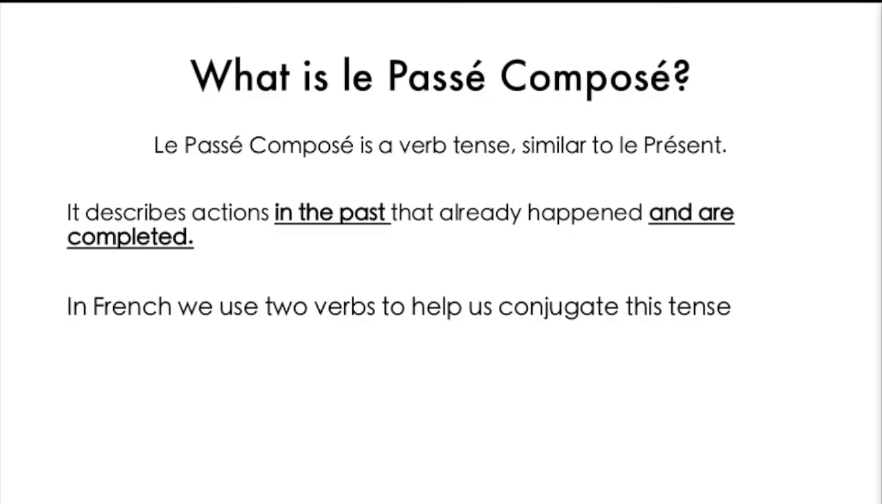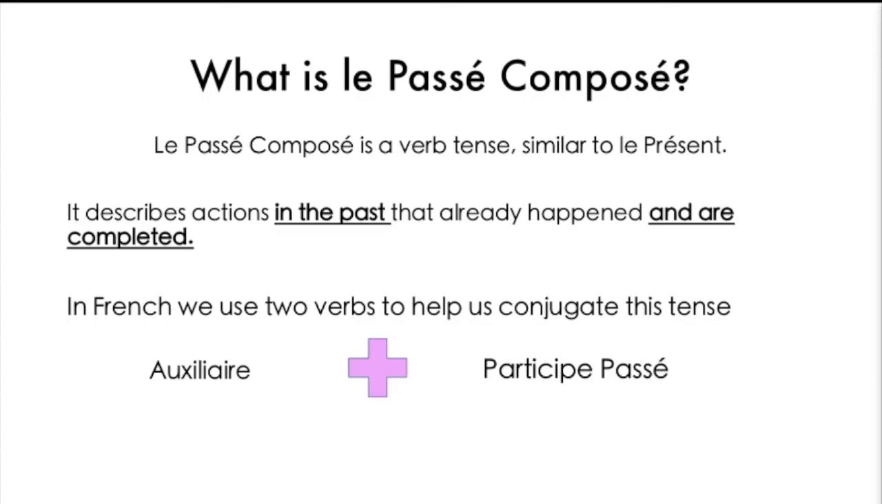Unlike conjugating in the present tense, where there's only one verb, the passé composé is composed of two verbs, which is why they call it the passé composé. It's composed of two parts. So the first part it's composed of is something we call in French l'auxiliaire. And the second part it's made up of is called le verbe, or le participe passé in this case.